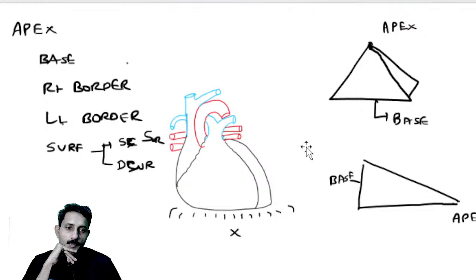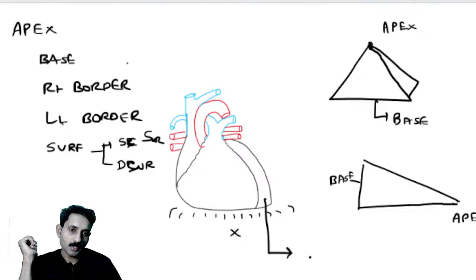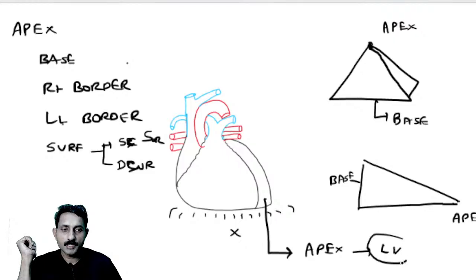Now what is the apex of the heart? This chamber of the heart is forming the apex of the heart. So the apex of the heart is formed by what chamber? This is the left ventricle. So the left ventricle forms the apex. That's the first question: the apex beat is formed by what chamber?